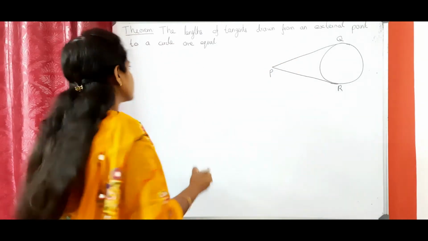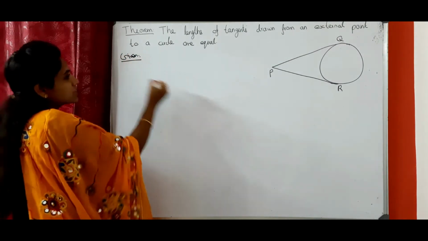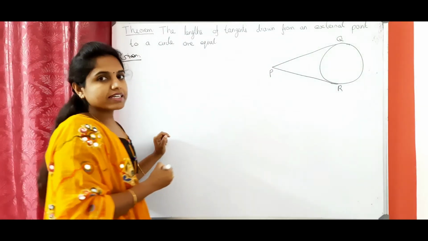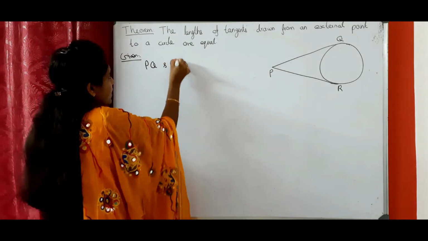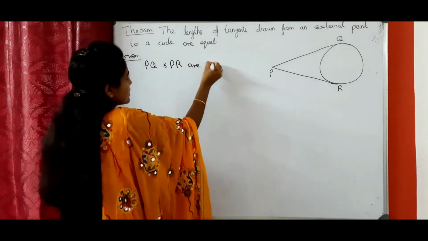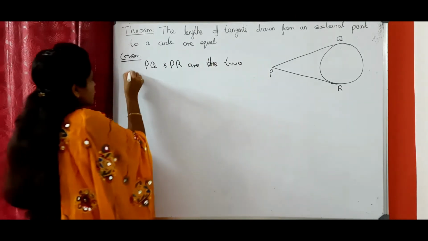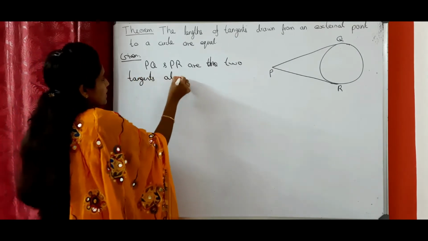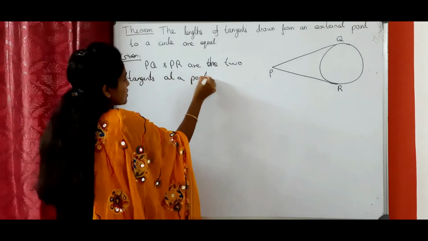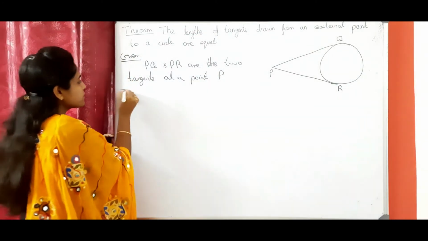For that, first we need to write the given. So what is the given here? PQ and PR are the two tangents at a point P.